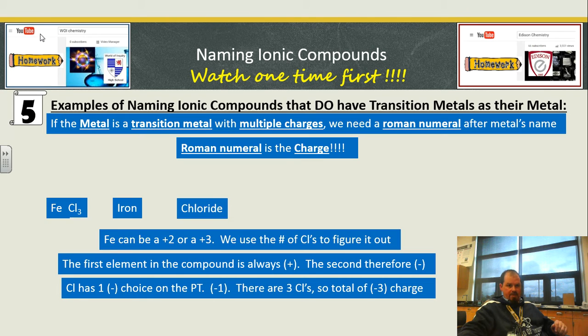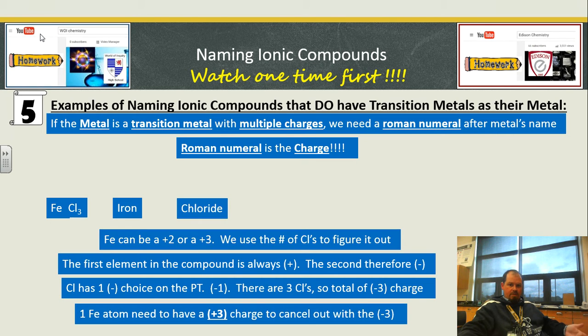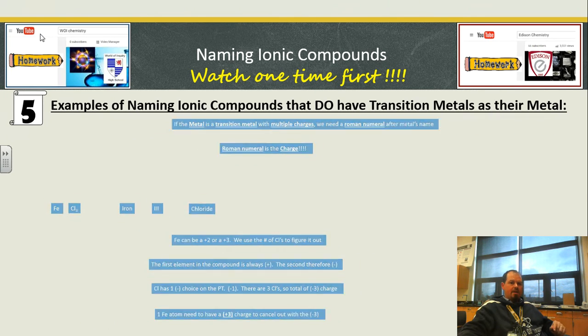I have 3 -1s, so the total charge is -3. Therefore, one iron must be +3 to cancel it out with the -3. Now my pluses and minuses cancel out to 0, and because it's 3, I put in a Roman numeral 3. This is iron 3 chloride, the proper name. Yes, you're going to need to have the Roman numeral when you need it, or it is going to be wrong. Roman numerals are needed when there's more than one charge on the metal.